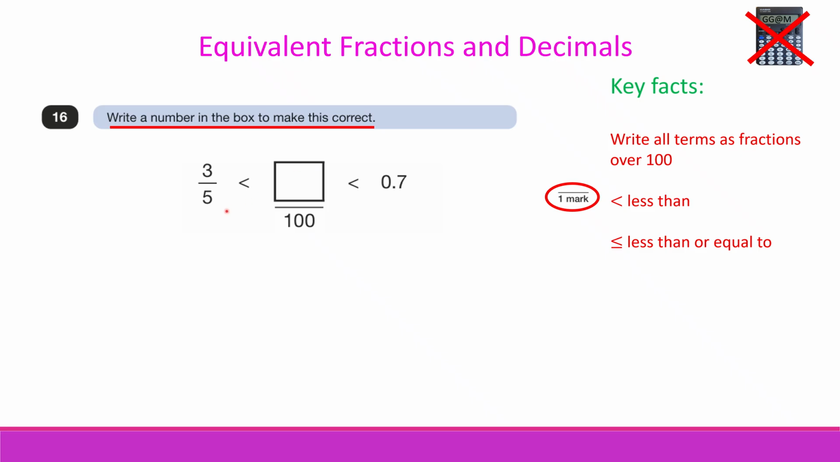So in this question, we're going to start off by looking at this fraction here. And as I said, we're going to make the denominator 100. So the denominator in the middle is 100. So we need to make these denominators here 100.